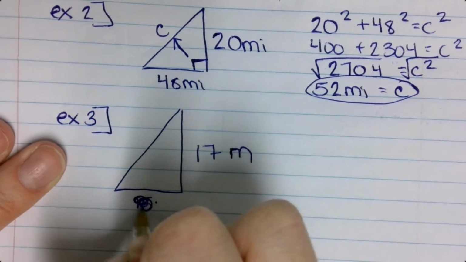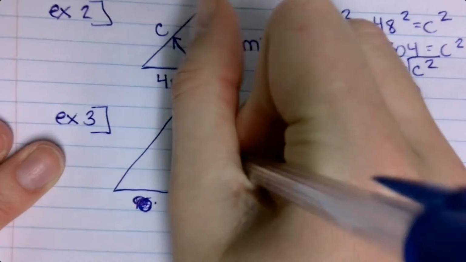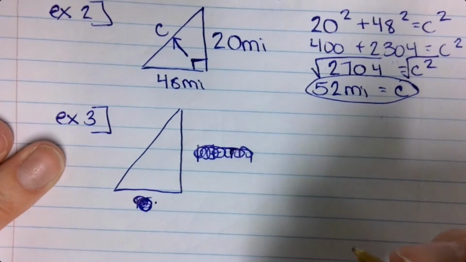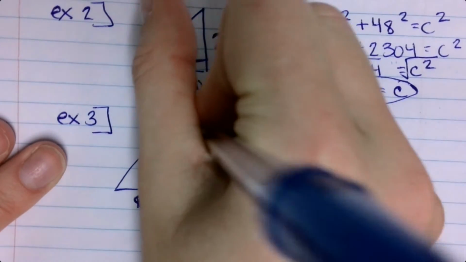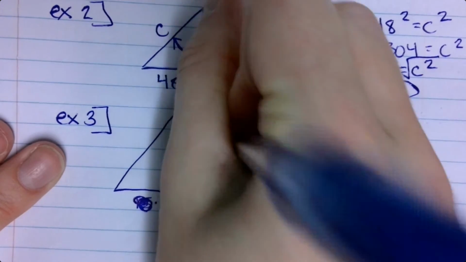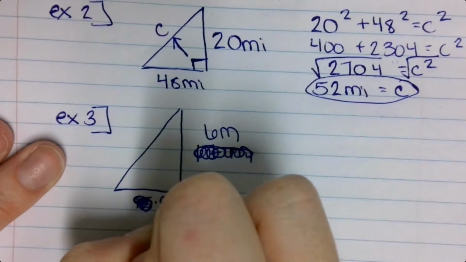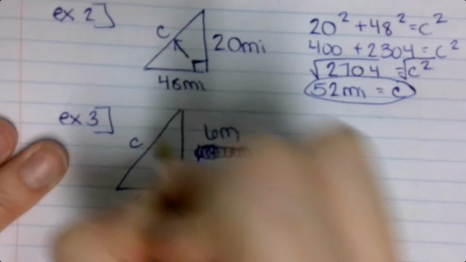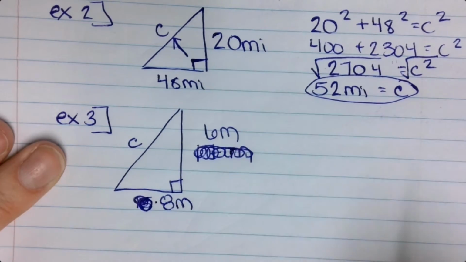Oh, I'm sorry. Dang it, I messed up. My bad. We are going to call up and down 6 meters. Left to right, 8 meters. And we are going to have to figure out what C is.